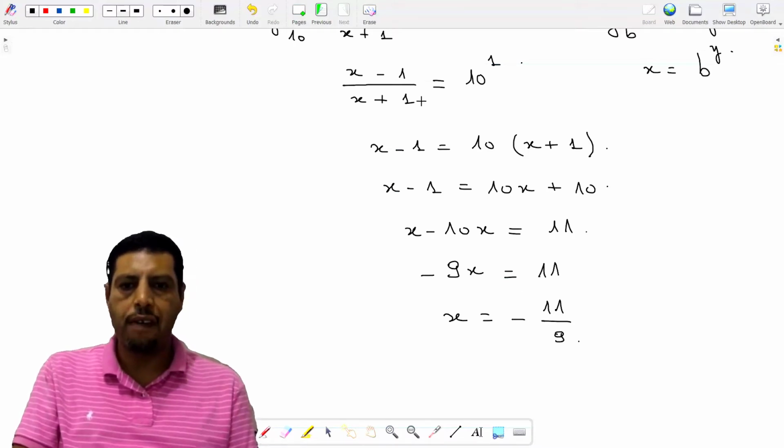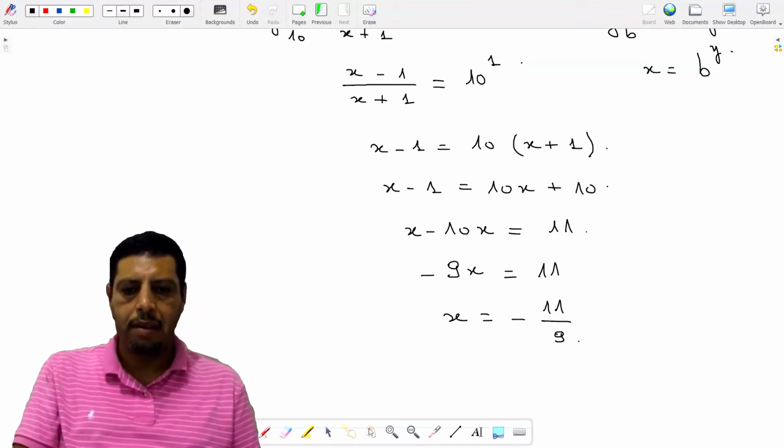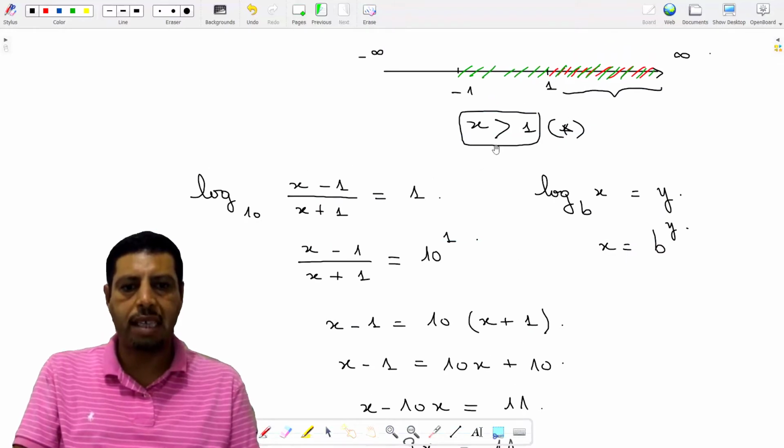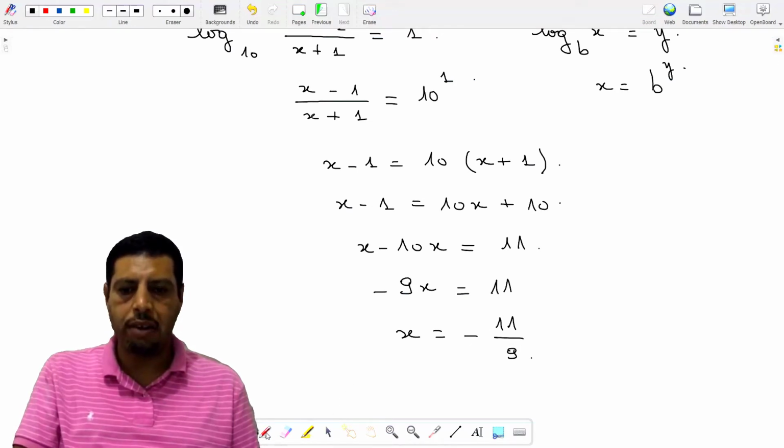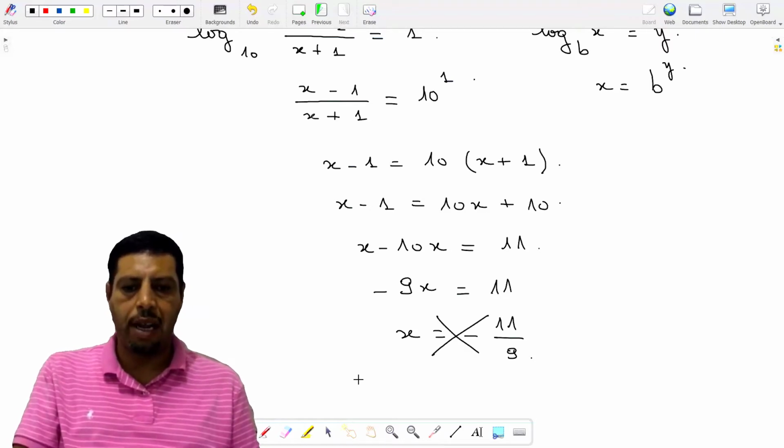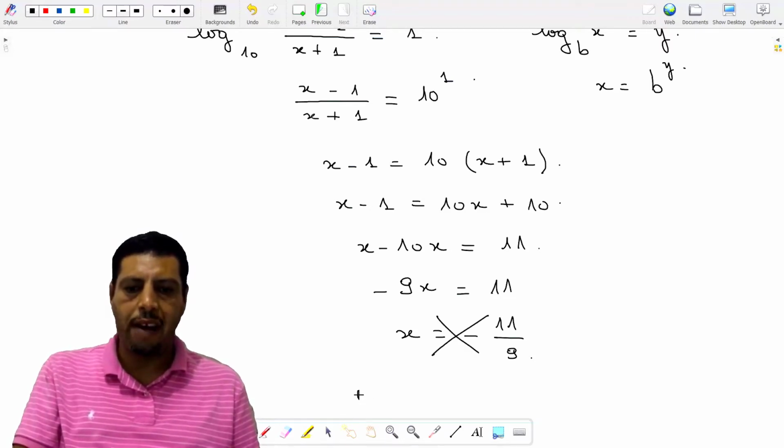This is the solution of our equation, but remember that we have to check that x is greater than 1. Is negative 11 over 9 greater than 1? No, the answer is no, it's not greater than 1. So this is not a solution for our equation, and you have no solution for your logarithmic equation.